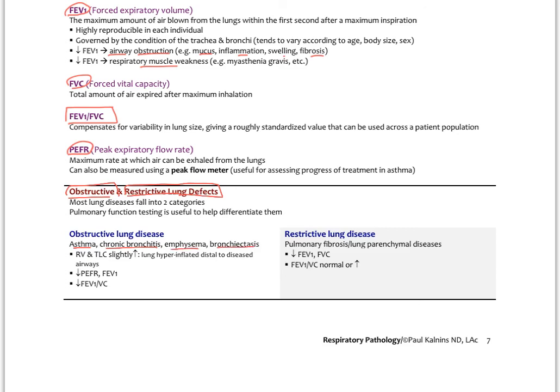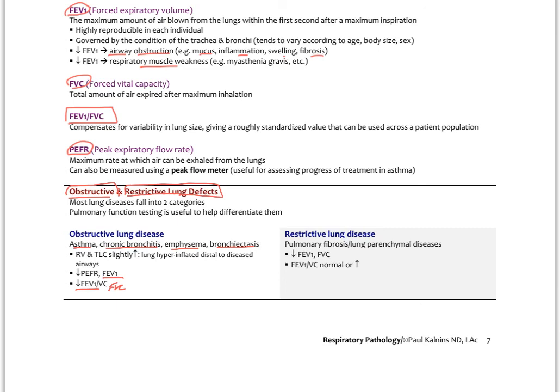We're going to have a residual volume and total lung capacity that is slightly increased. The lungs are actually going to hyperinflate distal to the diseased airways, but the FEV1 and the peak flow are both going to be decreased, and we're going to get a decreased FEV1 to FVC ratio, forced vital capacity. So FEV1 to FVC.